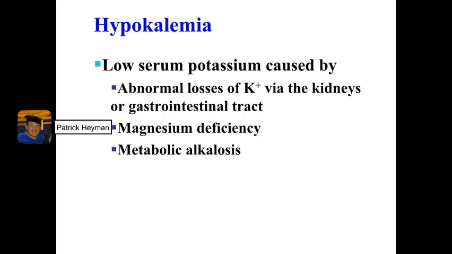Low potassium. Now, when it comes to low potassium, you can have it because you lose too much via the kidneys. That's typically going to be because of diuretics. Or you can lose too much of it from the intestinal tract, and that's typically going to be either diarrhea or vomiting. It can also be caused by magnesium deficiency and metabolic alkalosis. So, just like acidosis causes too much potassium, alkalosis causes not enough potassium in the blood.